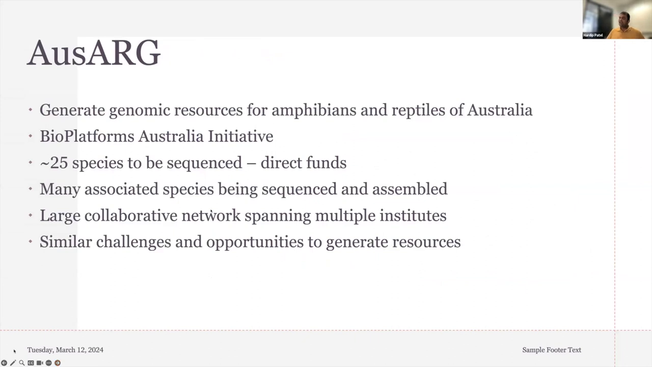So OZARC was initiated almost 3.5 years back to generate genomic resources for amphibians and reptiles of Australia. It's a BioPlatforms funded initiative. And it started with around 25 species to be sequenced with direct funds from BioPlatforms. But along with that, many researchers have also sequenced associated species that are important to the biological questions that they are interested in. And it is a large collaborative network that spans multiple institutes across Australia. And when the project started, it was known upfront that most research projects will face similar challenges and opportunities to generate genomic resources.